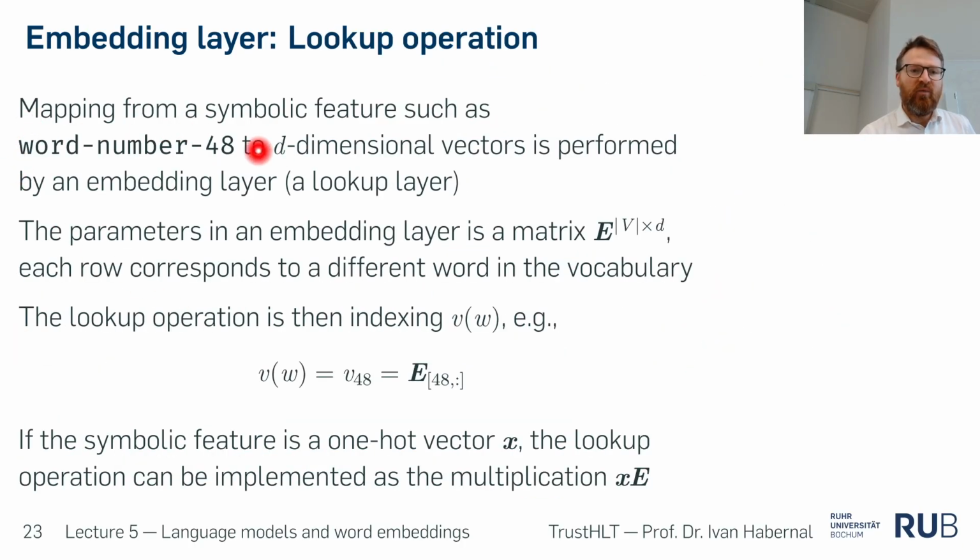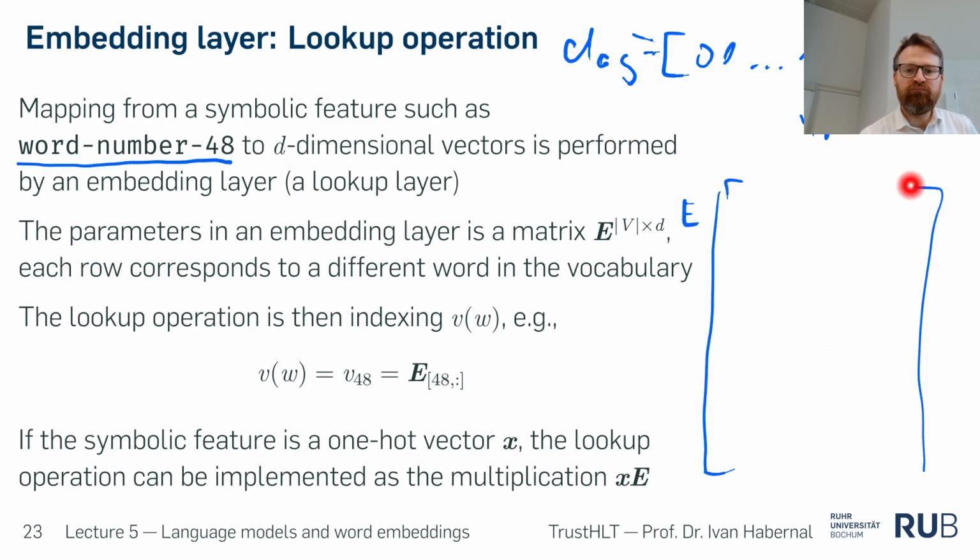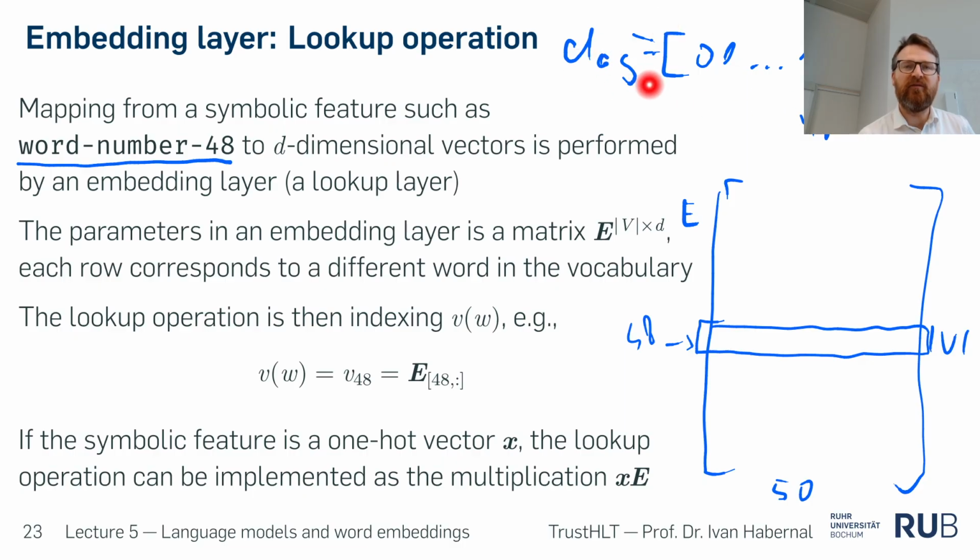So let's say word number 48, let me give you an example. One-hot encoding, let's say for the word "dog." The dog is 0, 0, 0, and at position 48, this is 1. So this is position 48, and all the rest zeros. And in the embedding matrix, this is the size of the vocabulary, and this is, let's say, 50. So at position 48, this vector is the representation of the dog.